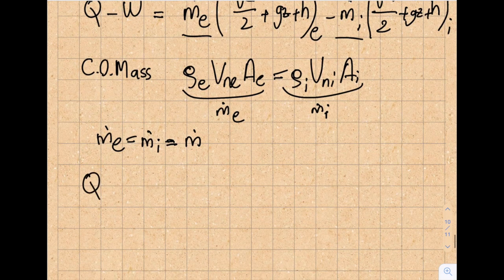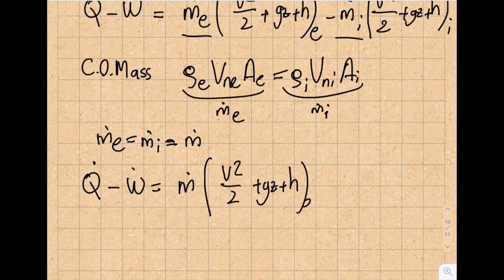So then if I go ahead and write Q dot minus W dot, it will be equal to m dot times V squared over 2 plus gz plus h at the exit.